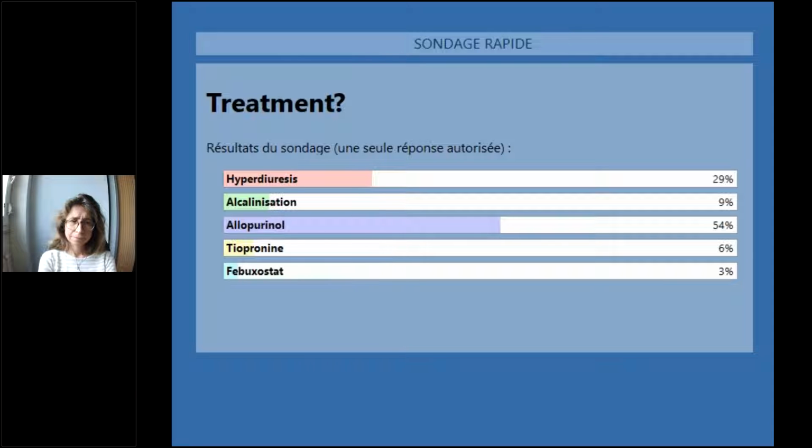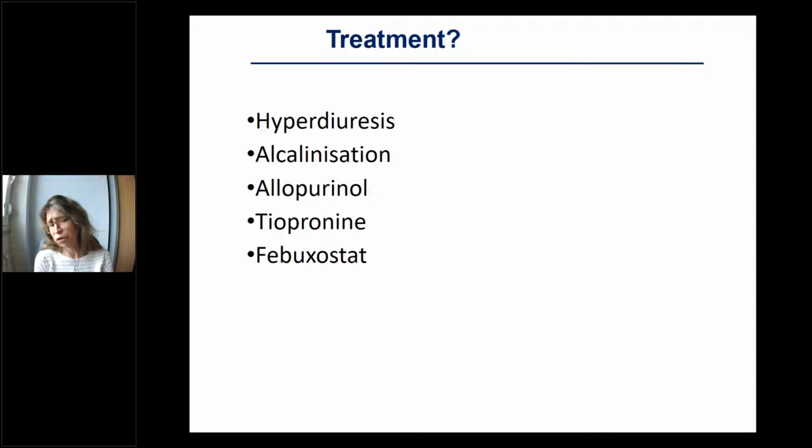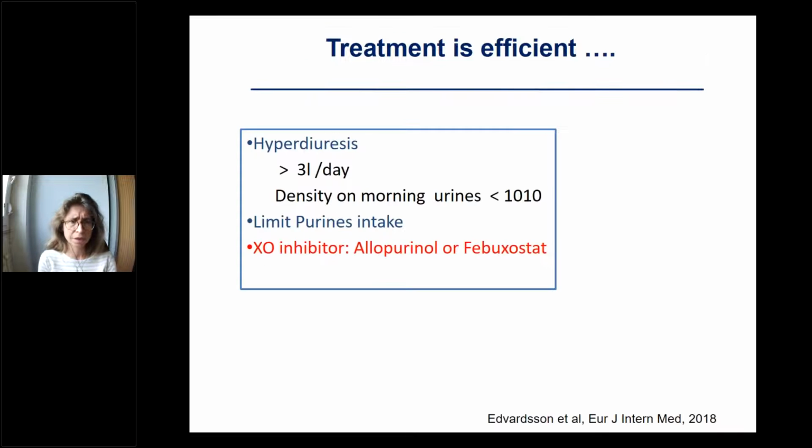About 30% of people suggest hyperdiuresis, 9% alkalinization, 6% tiopronin, and 3% febuxostat. Okay, so let's go to see the answer. So first, tiopronin is for another disease, cystinuria. So this is not the good disease.